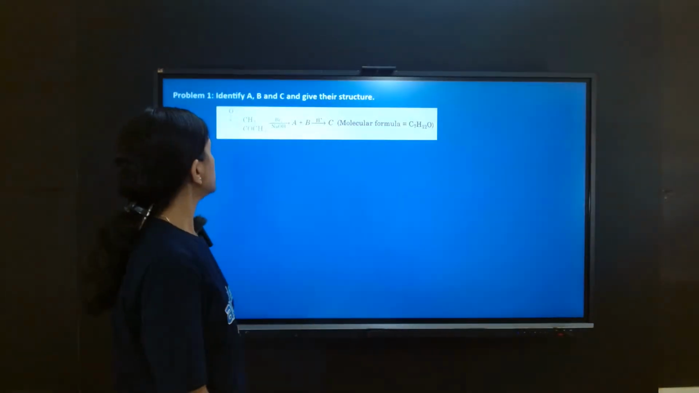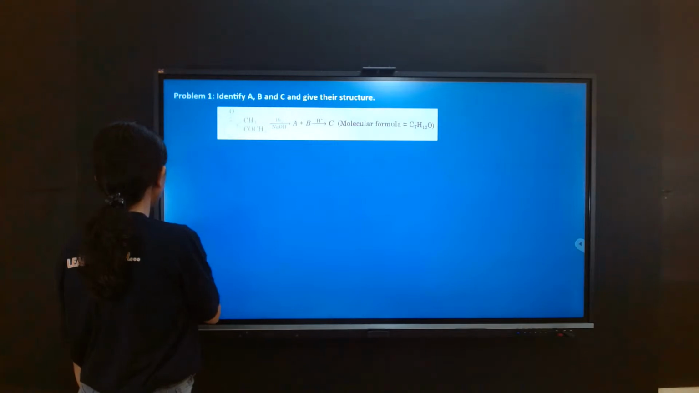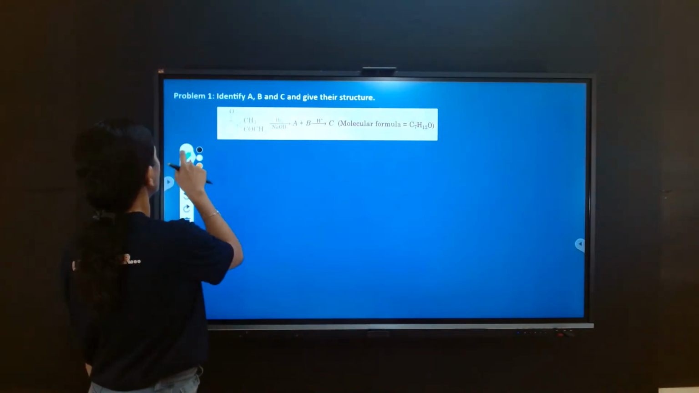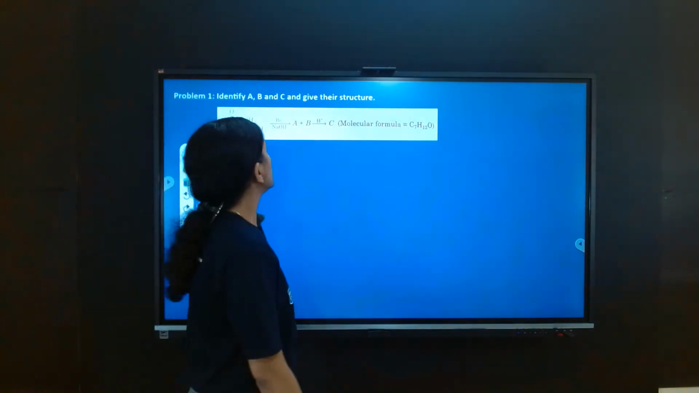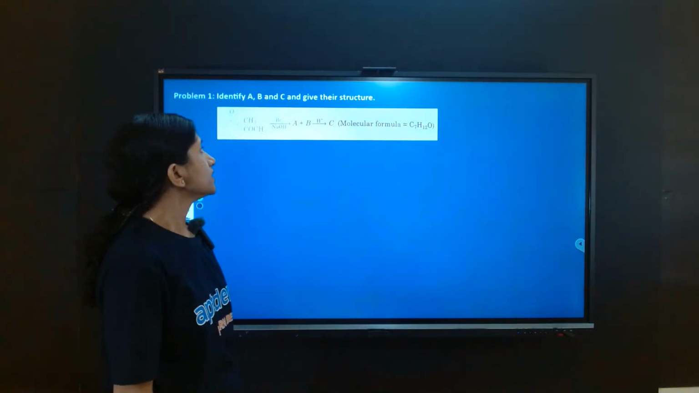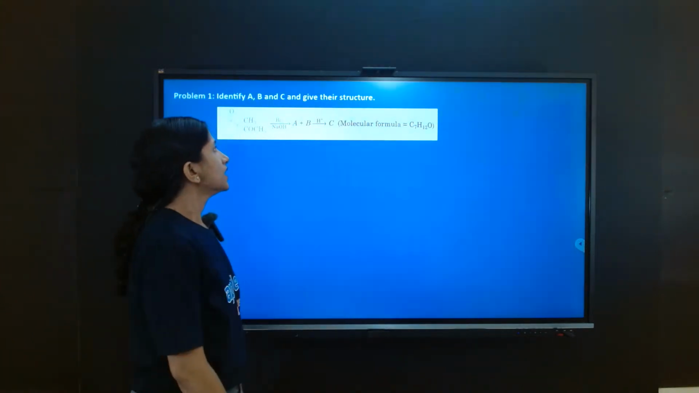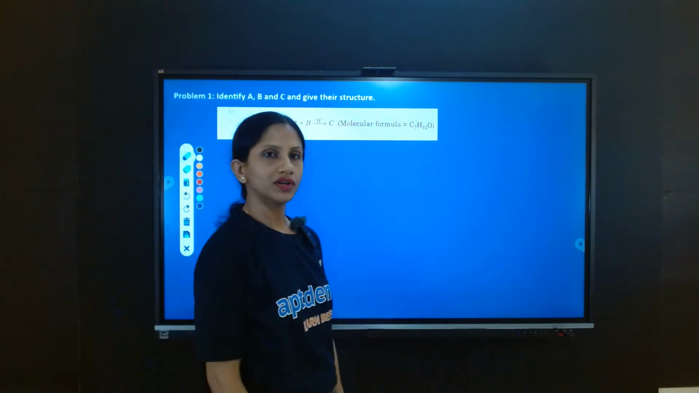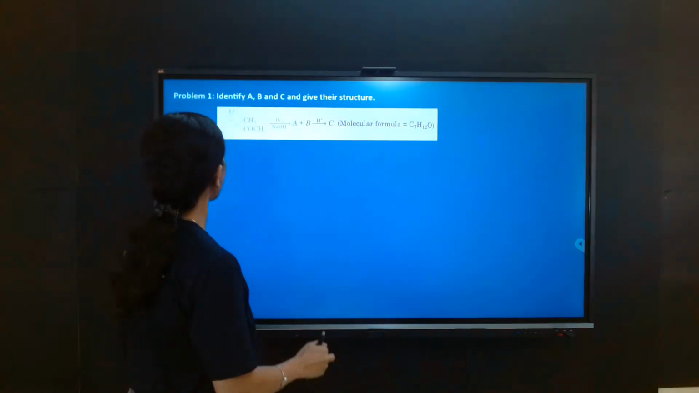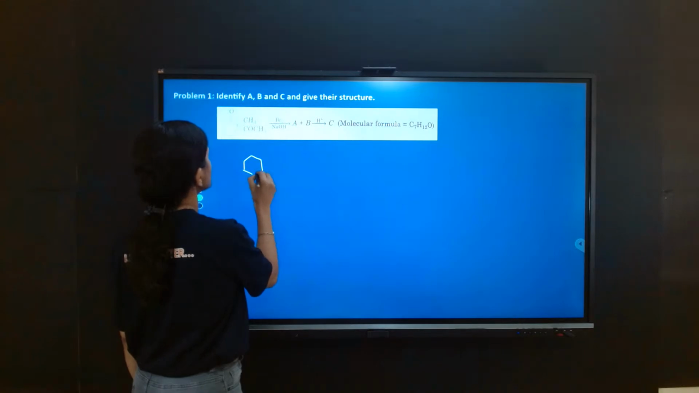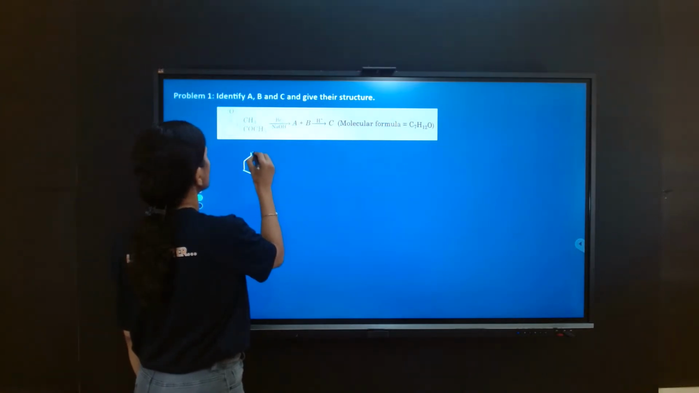So the first problem is asking you to identify A, B, and C from the given reaction, and we have to give their structures. So let's see how we can do that. So this is the structure which is given here.